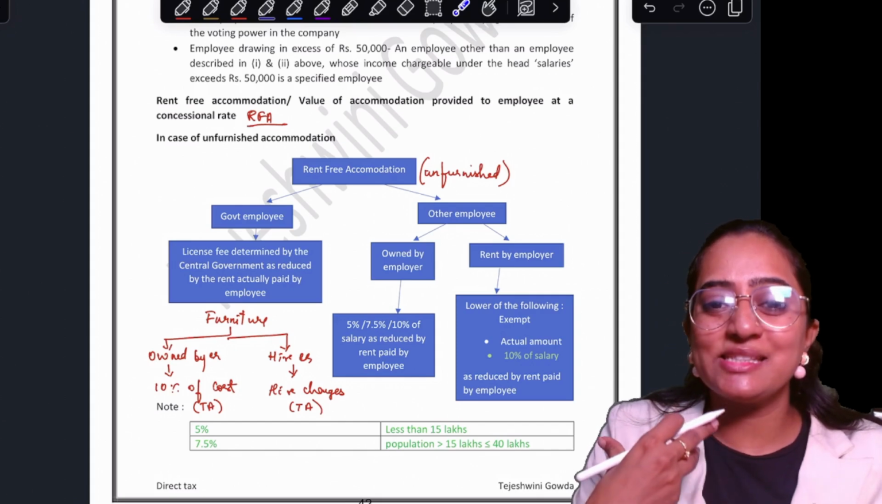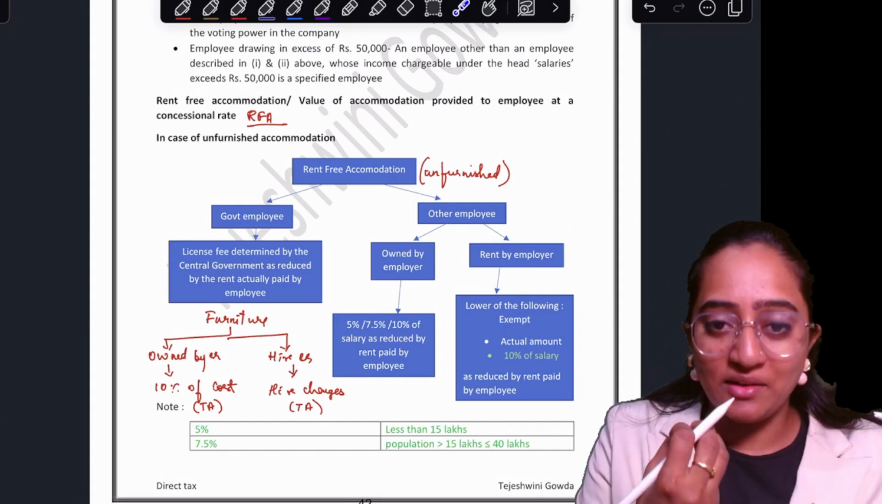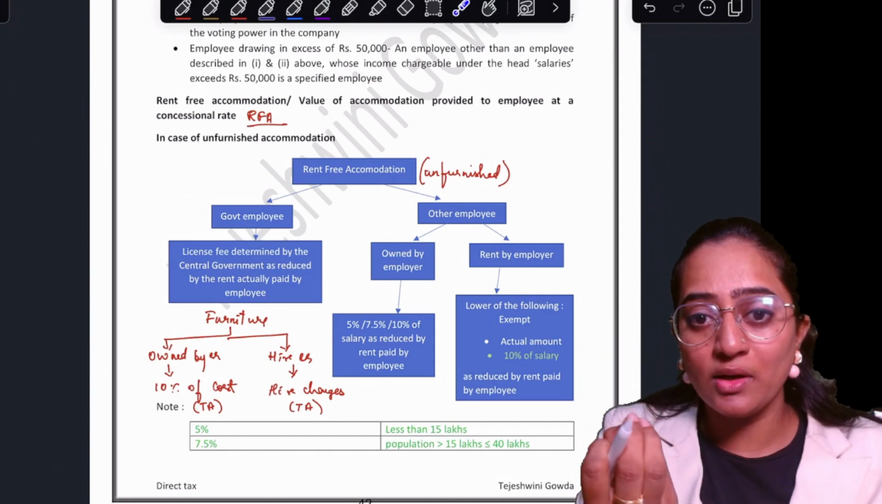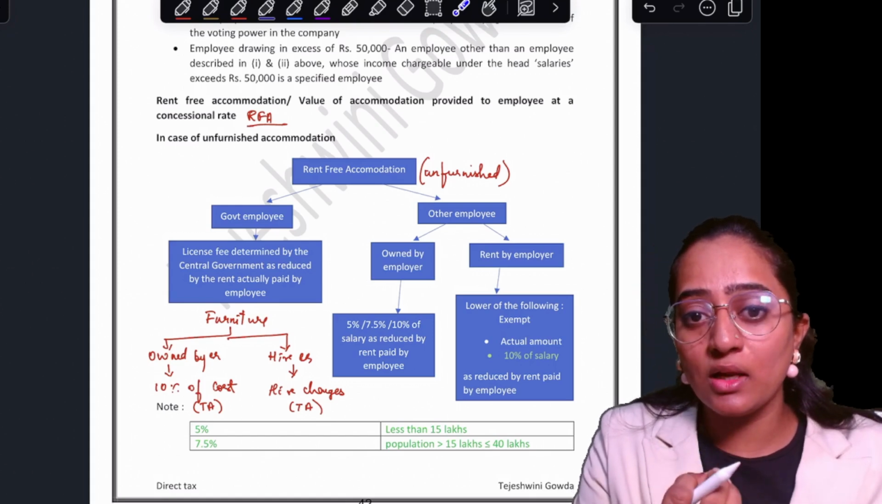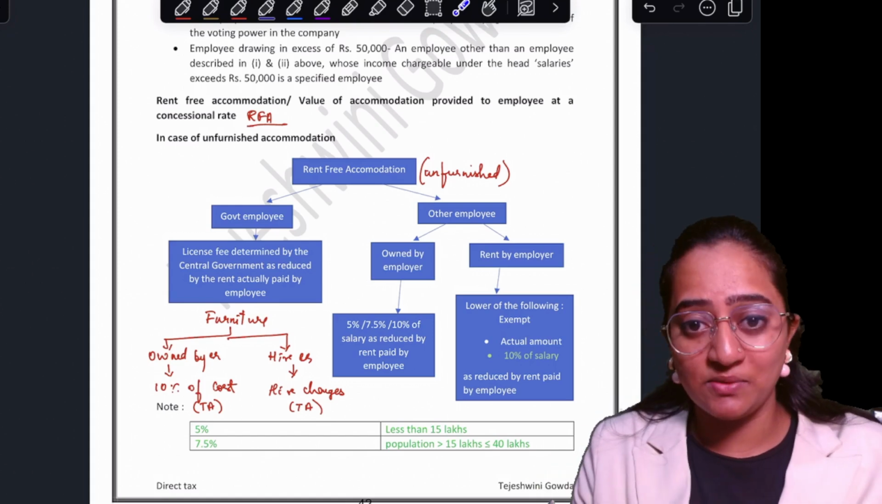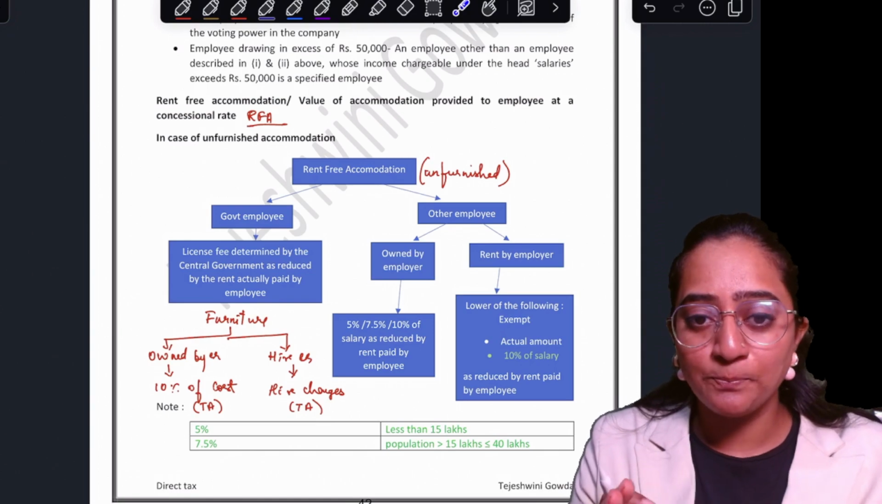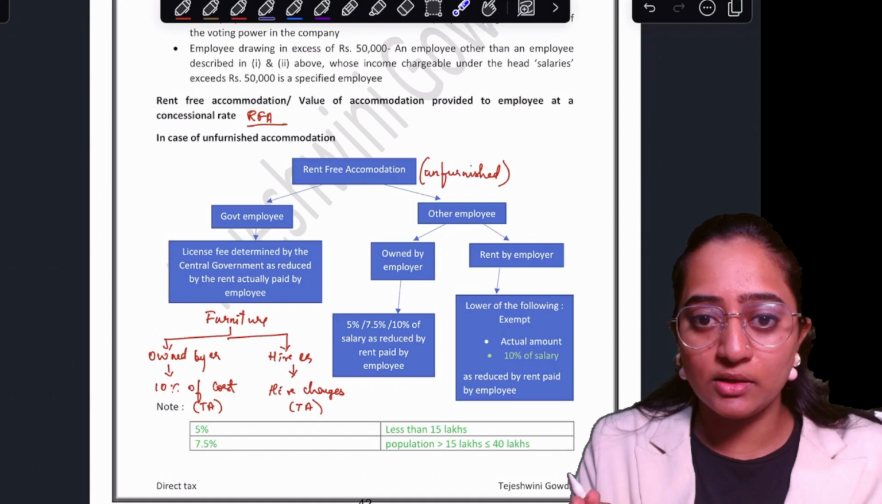That is, you go and stay in a rented premises, and your employer gives you certain compensation for staying there in the form of an allowance. It's called house rent allowance. That concept has already been covered, and the video is also there on YouTube.